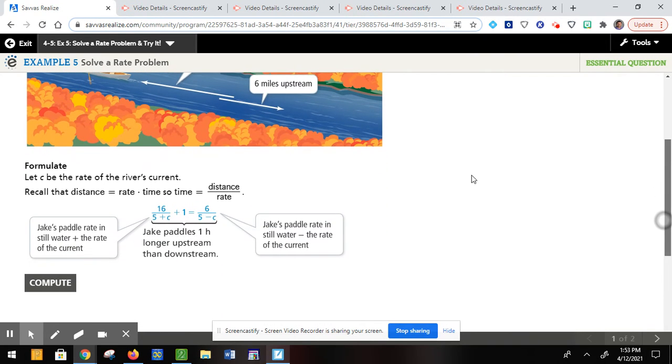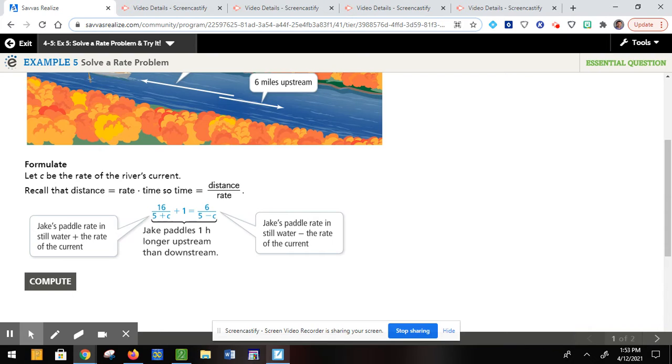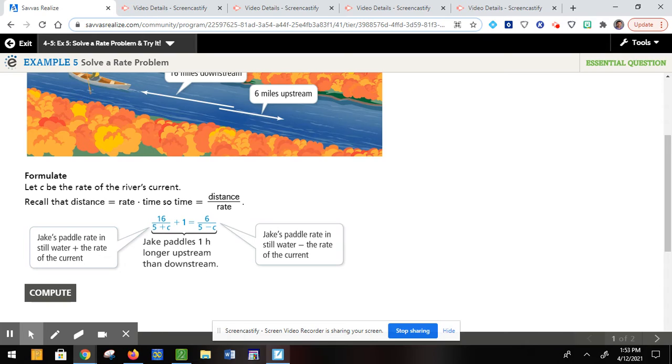So the first thing you're going to do is formulate. We're going to let C be the rate of the river's current, and then recall that rate times time equals distance, so time is equal to distance divided by rate. If we set the two times equal to each other, he spent 1 extra hour traveling upstream. So that's why we have to add 1 to the downstream side, to make it even. So then those two times are going to be equal.